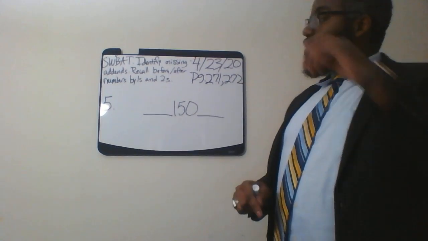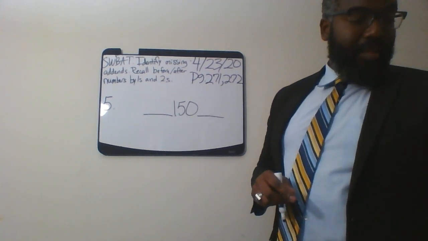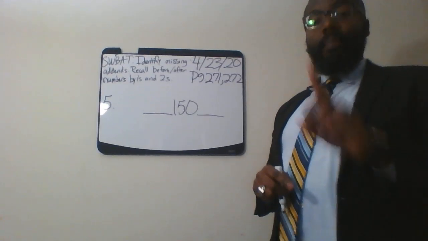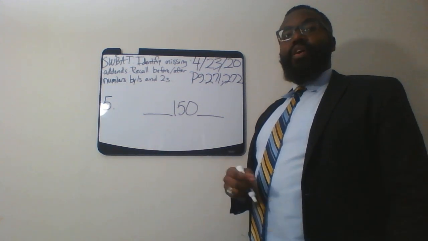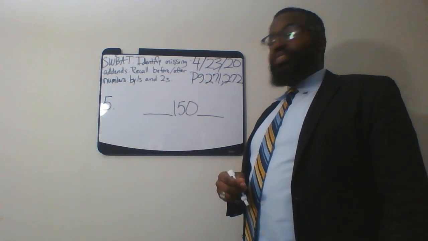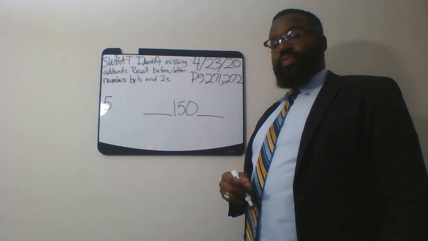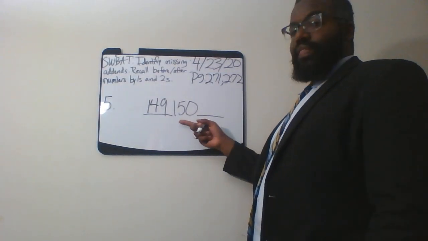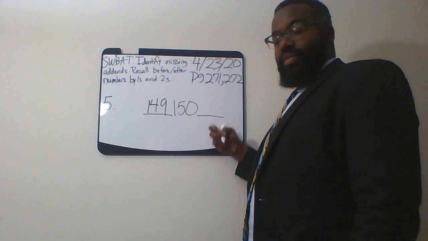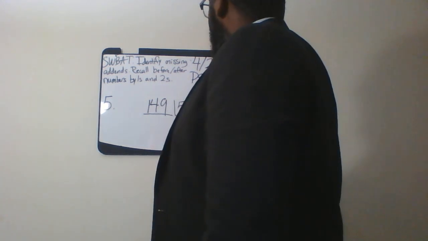Now, as we move on to number 5, we're simply writing the before and after numbers by 1. Just by 1 for this time. So what comes before 150? What number comes before 150? 149. Now, what comes after? 149, 150, 150 what? Great, 151.